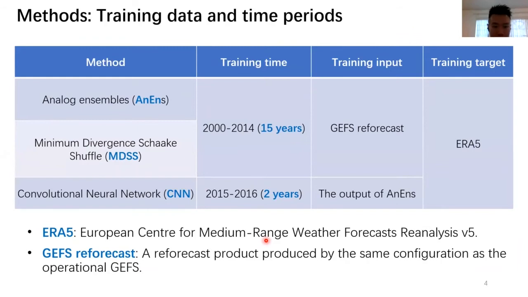A bit more about the technical details. The first 2 statistical models are trained with 15 years of data. Their training inputs are GEFS reforecasts, which are produced by the same configuration as the operational GEFS. And then the training target is the European Centre for Medium-Range Weather Forecasts Reanalysis version 5, or ERA5. Our convolutional neural network has been trained with 2 years of data. It takes the output of the previous method as input.